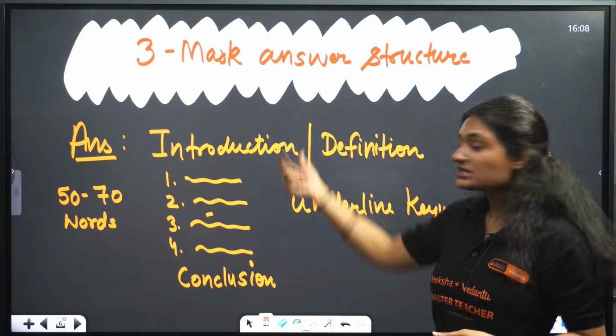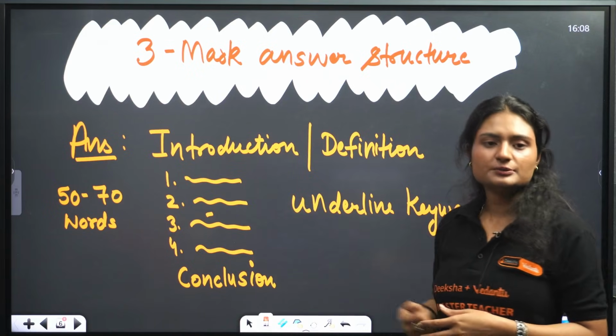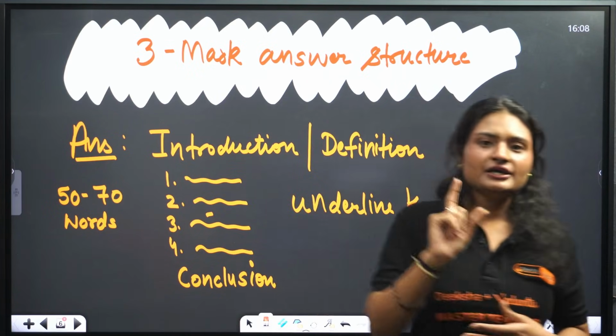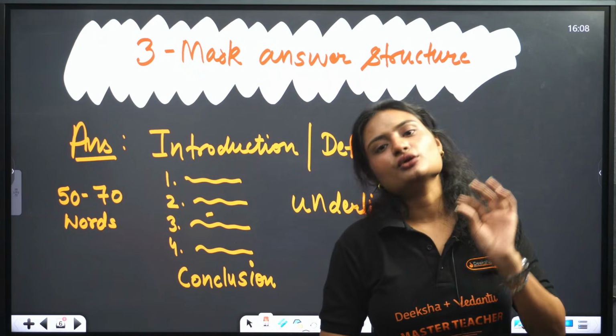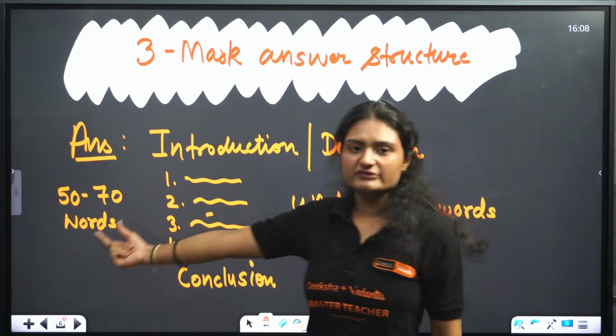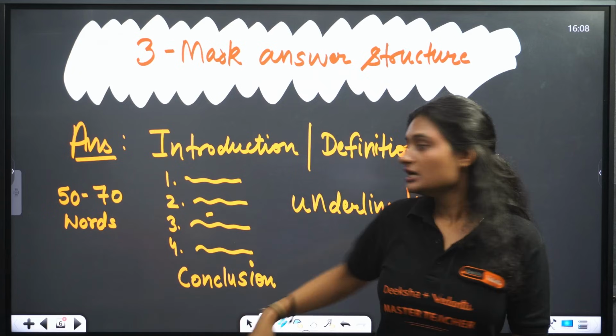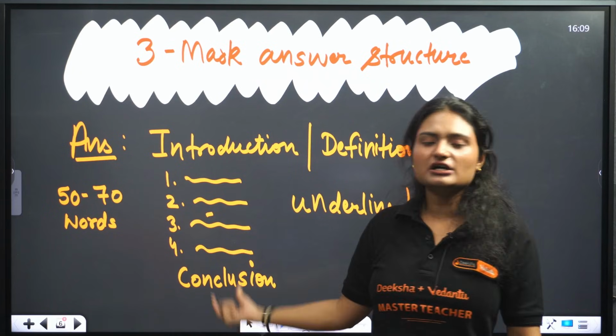Then, if it is a 3 marker question, write 3 to 4 bullet points, okay? Underline all the important keywords using a pencil. If it is specified that you have to write a note, then write in 50 to 70 words. Do not exceed the limit and do not write below 50 words. And then finally, if you want, you can give a conclusion.